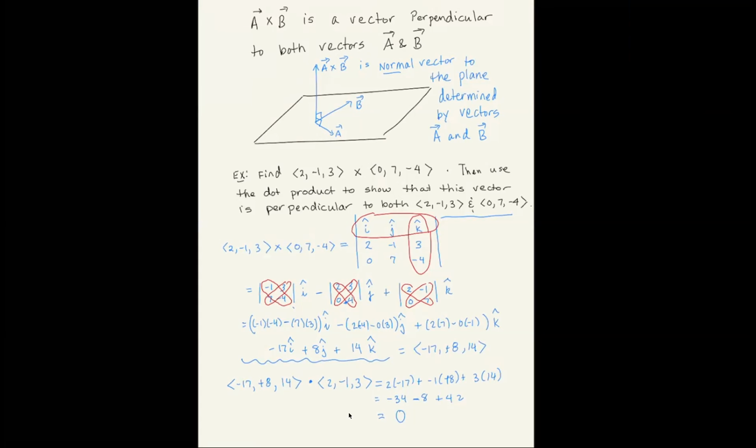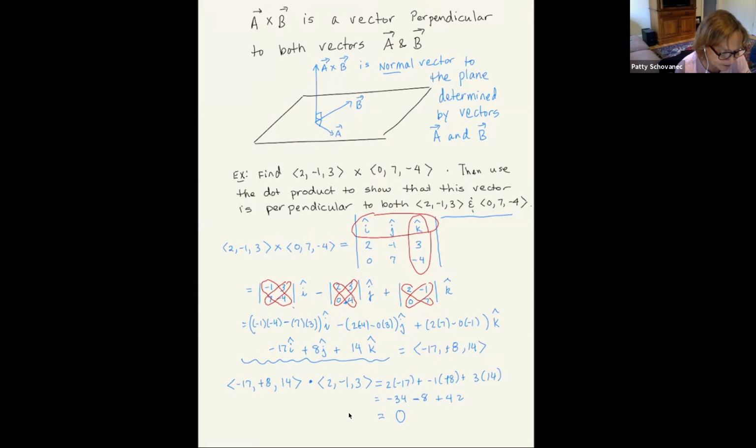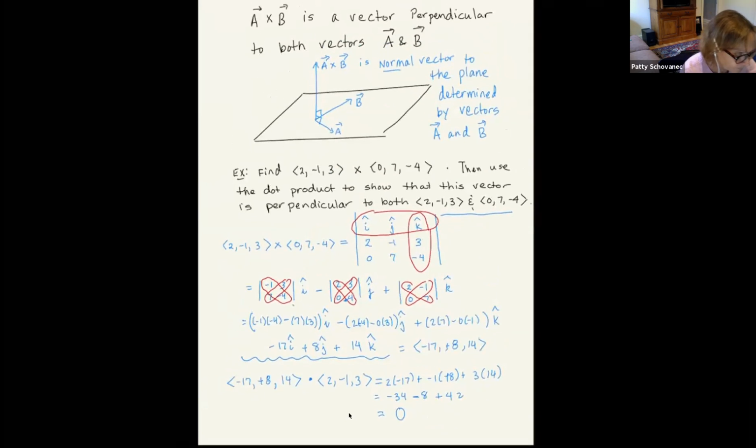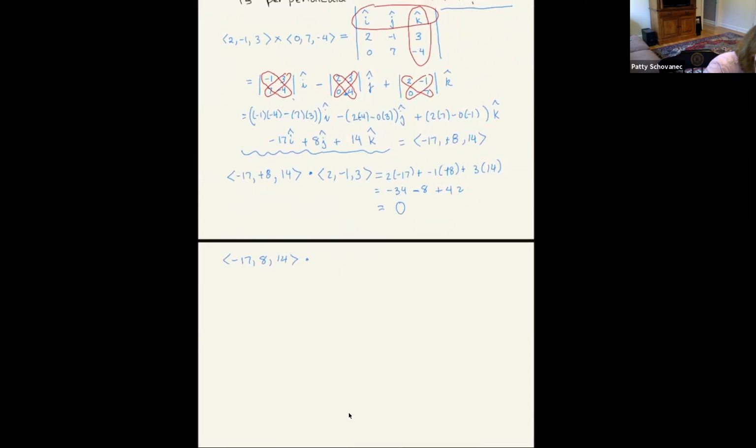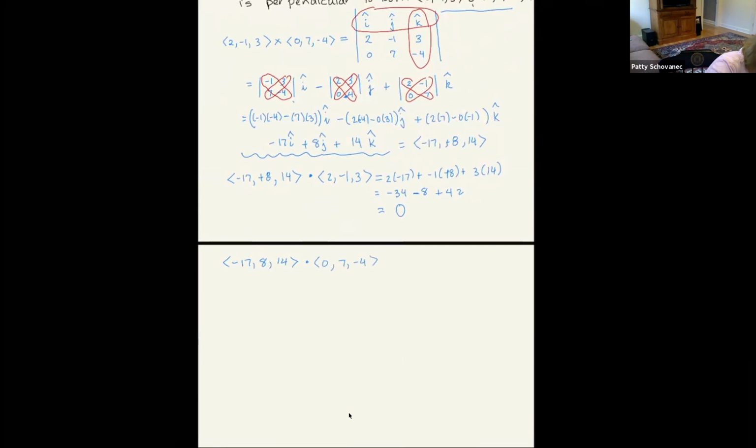All right, now let's do it again. We're going to do the dot product with that and 0, 7, -4. So I'm going to take -17, 8, 14, and dot it with the other vector, which was 0, 7, -4. So -17 times 0 plus 8 times 7 plus 14 times -4. That's 0, 7 times 8 is 56, and that's a -56. So again, we get 0. So the moral of the story is you can always make a quick check if you did your cross product correctly. Do a quick dot product and make sure that you get zeros out of your dot products.